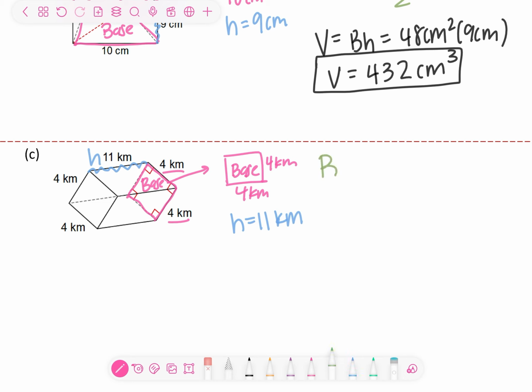Perfect. So my base area is super easy for a square. It's just length times width, 4 times 4. So 4 kilometers times 4 kilometers. Sorry, hold on. Times 4 kilometers. It's going to be 16 kilometers squared.